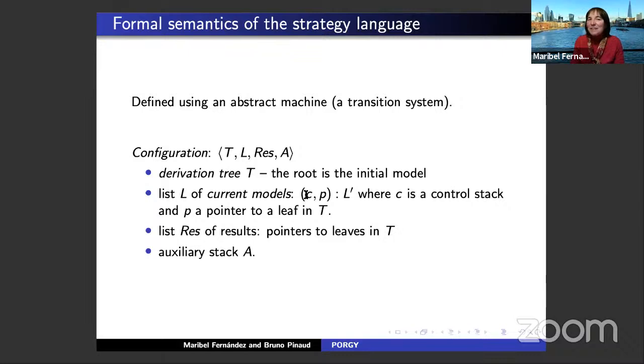These small step semantics, we specify in different ways. We have a structural view or an inductive definition of the small step semantics, but we also have an abstract machine, a transition system, which is actually what the implementation of PORGY is doing. That transition system has configurations that consist of a derivation tree. So here we see this is really the main thing in PORGY. You have your derivation tree, the list of the nodes that are currently being developed, the list of the nodes that are already constructed, the results, and an auxiliary stack that we use to implement the rewrite relation.